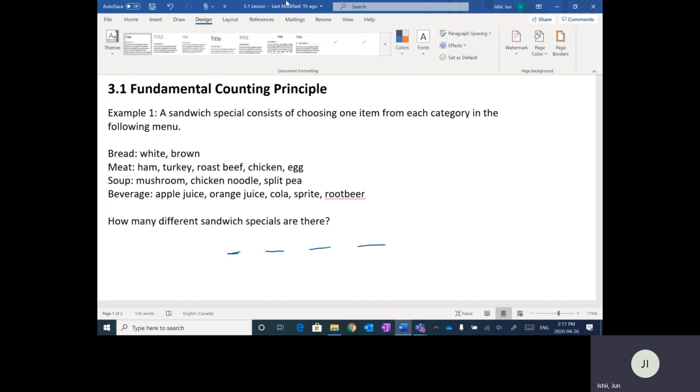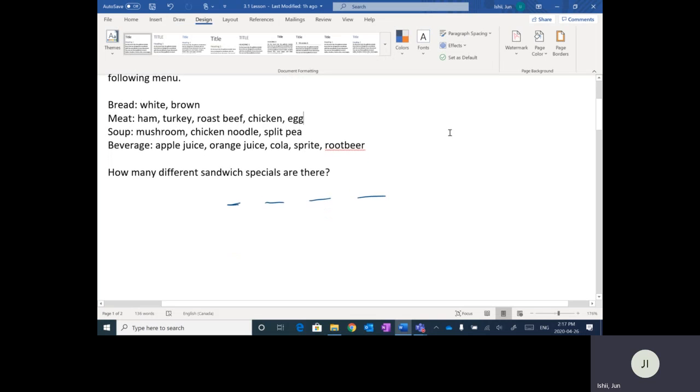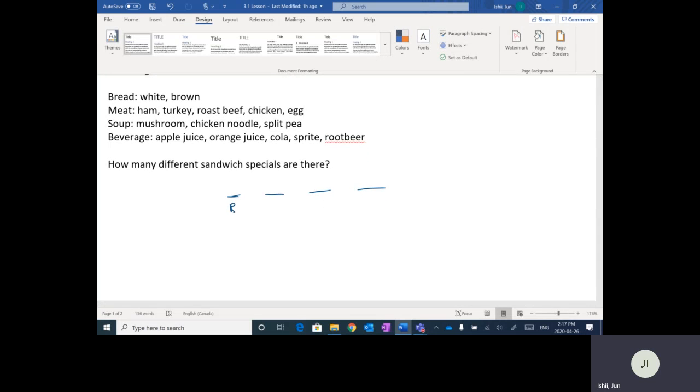The first category would be how many options for bread do you have? Next would be the meat, soup, and then the beverage. We have 2 options for the bread. We have 1, 2, 3, 4, 5 options for the meat. We have 3 different types of soup. We have 5 beverages to choose from. So to get the number of possibilities, we would just multiply these numbers together. What's that? 10, 30, 150 possible specials.